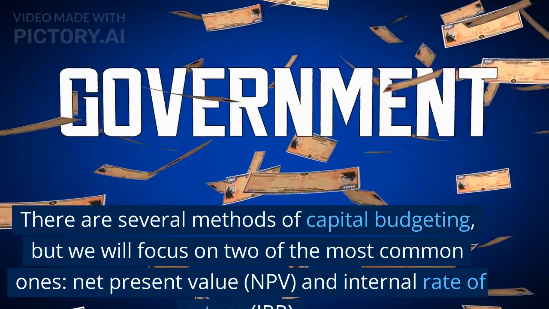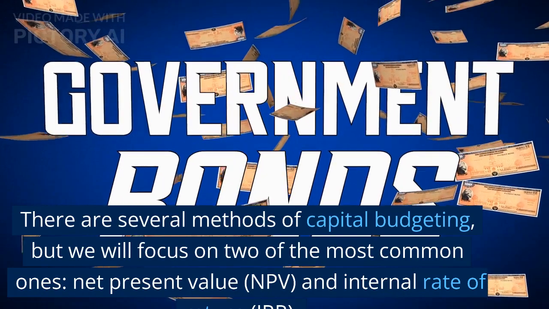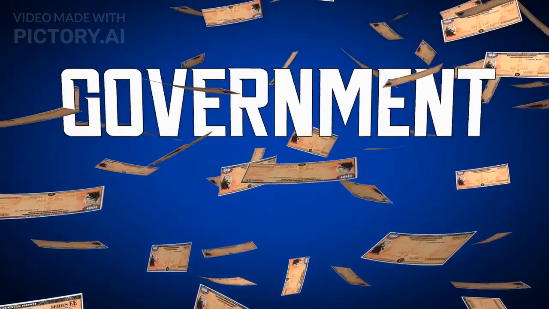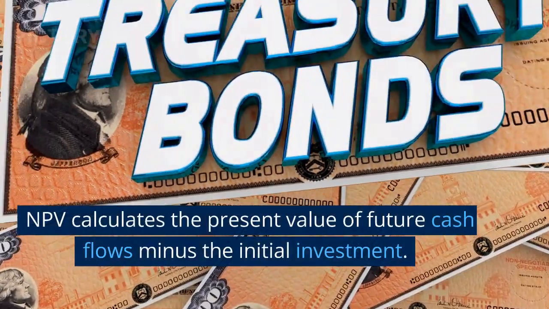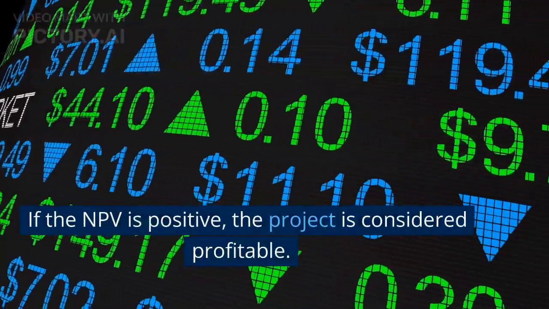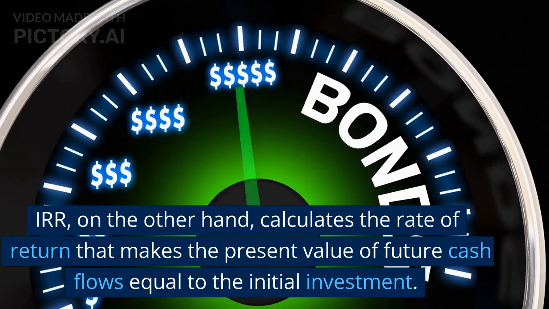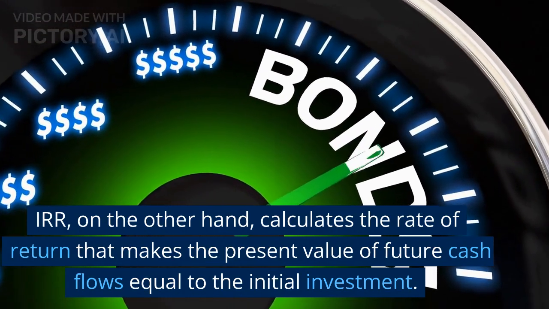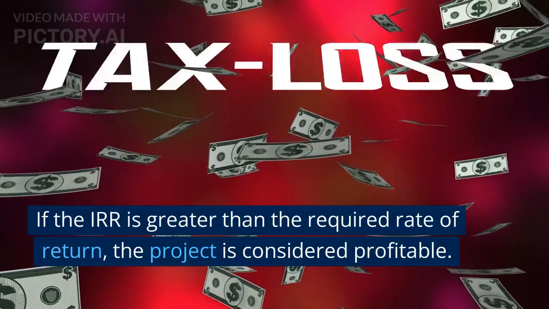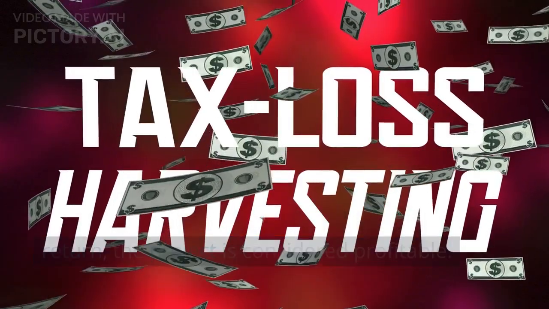There are several methods of capital budgeting, but we will focus on two of the most common ones: net present value, NPV, and internal rate of return, IRR. NPV calculates the present value of future cash flows minus the initial investment. If the NPV is positive, the project is considered profitable. IRR, on the other hand, calculates the rate of return that makes the present value of future cash flows equal to the initial investment. If the IRR is greater than the required rate of return, the project is considered profitable.